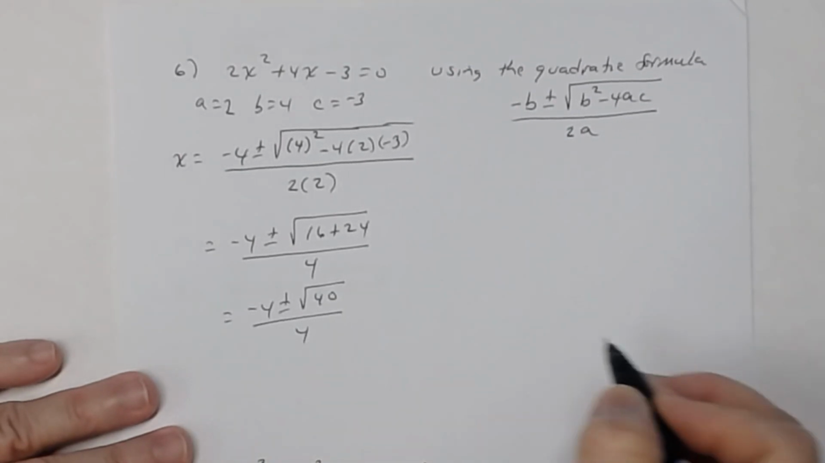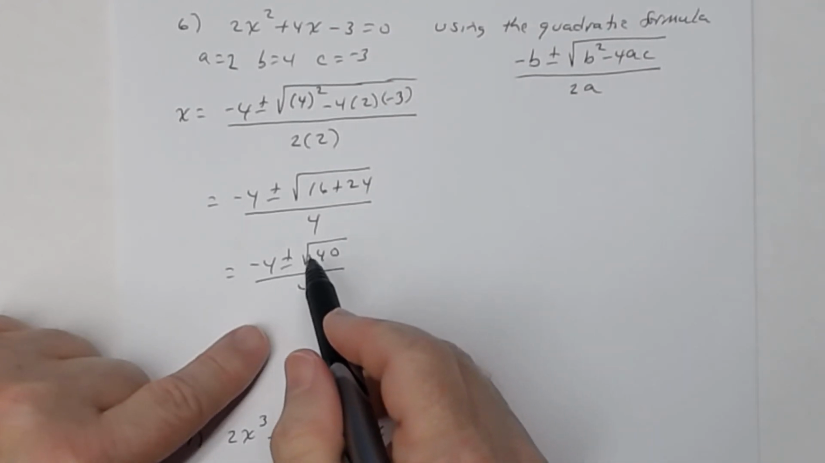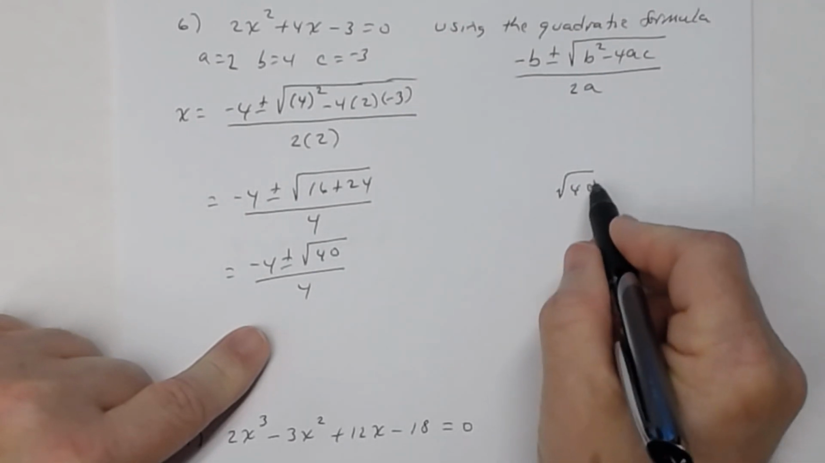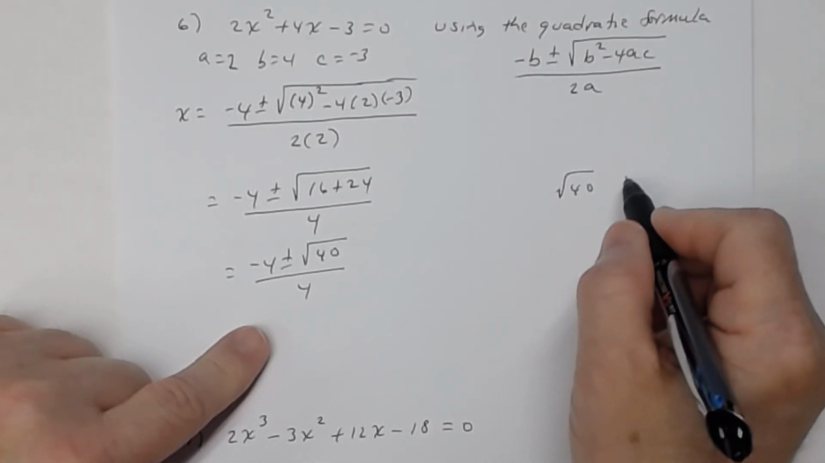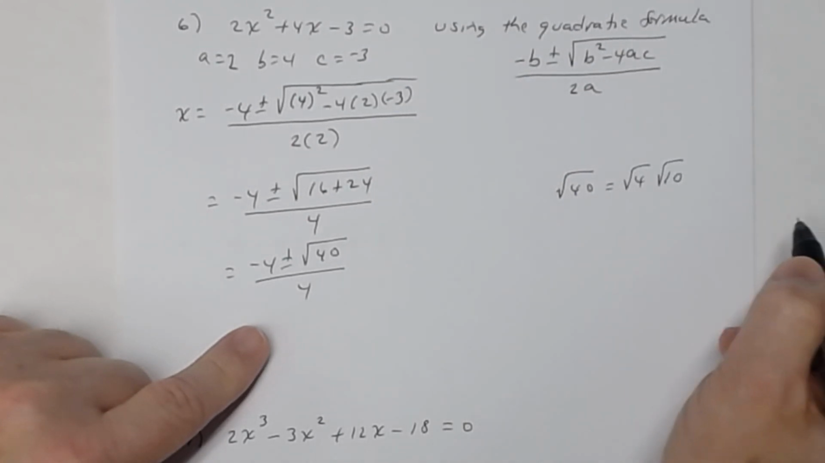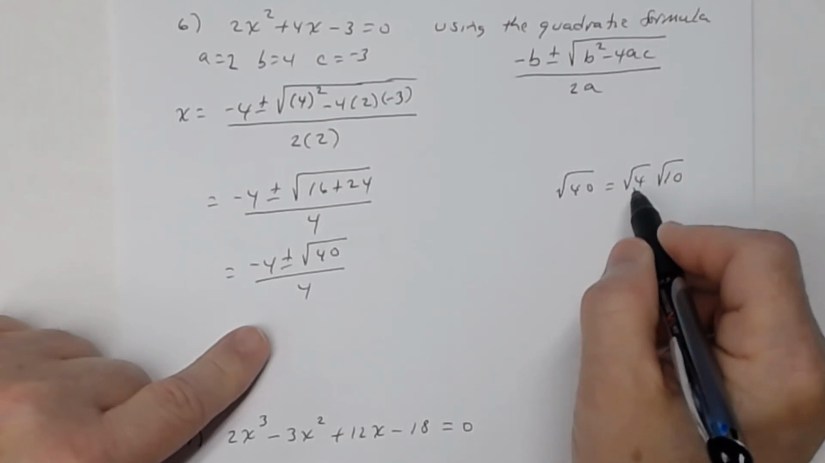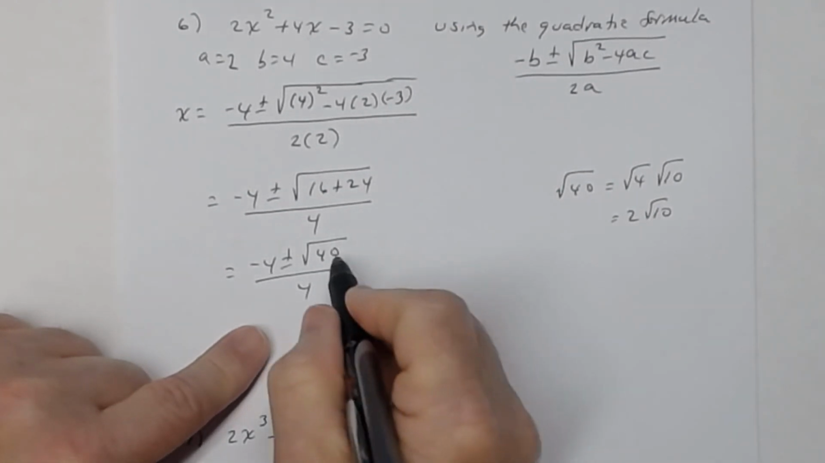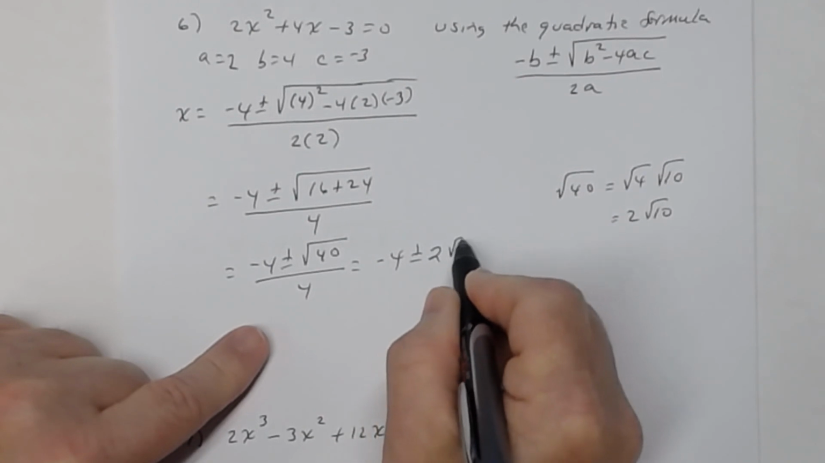Okay, now, remember you're going to have to simplify the radicals if you can. So let's look at the square root of 40. If I look at the square root of 40, the largest perfect square that goes into 40 is 4. So that means I can simplify this. So I get the square root of 4 times the square root of 10. 4 times 10 is 40. And 4 is a perfect square, so the square root of 4 is 2, so this becomes 2 square root of 10.